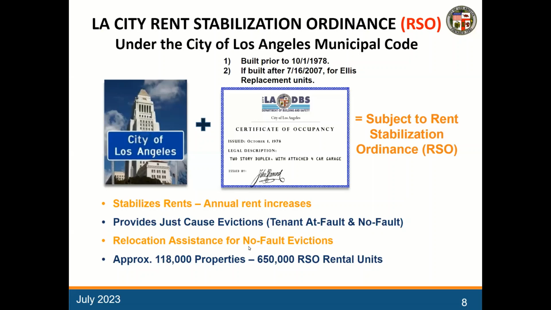The RSO generally stabilizes rent increases, so it will indicate a percentage that a landlord may increase the rent yearly. It also provides for legal reasons for eviction, also known as just cause evictions. There are at-fault reasons and tenant not at fault reasons. If the tenant is not at fault, then the RSO requires a relocation assistance payment to the tenant.